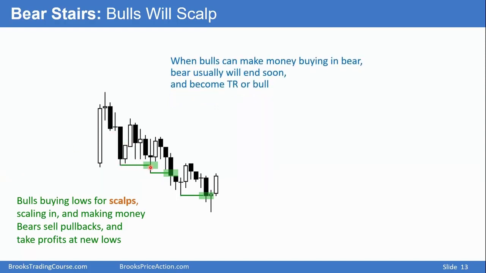The bulls who bought this low, it probably bounced far enough up for them to make a scalp. The same here, maybe they made a scalp. The bulls who bought at this low with a limit order made a scalp. If bulls are making money in a bear trend, there's something wrong with the bear trend. Usually it's a sign that the bear trend is going to soon transition into a trading range or possibly even into a bull trend.